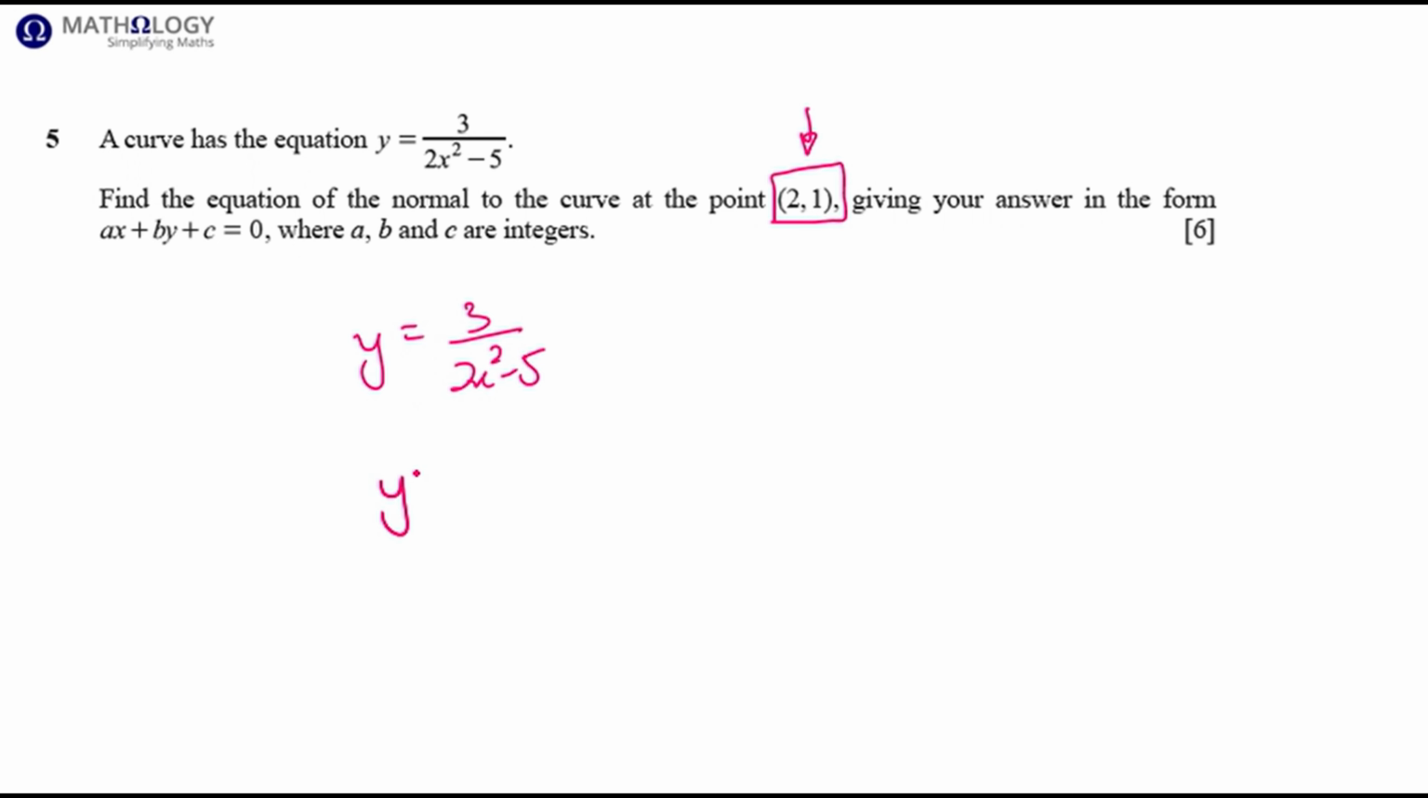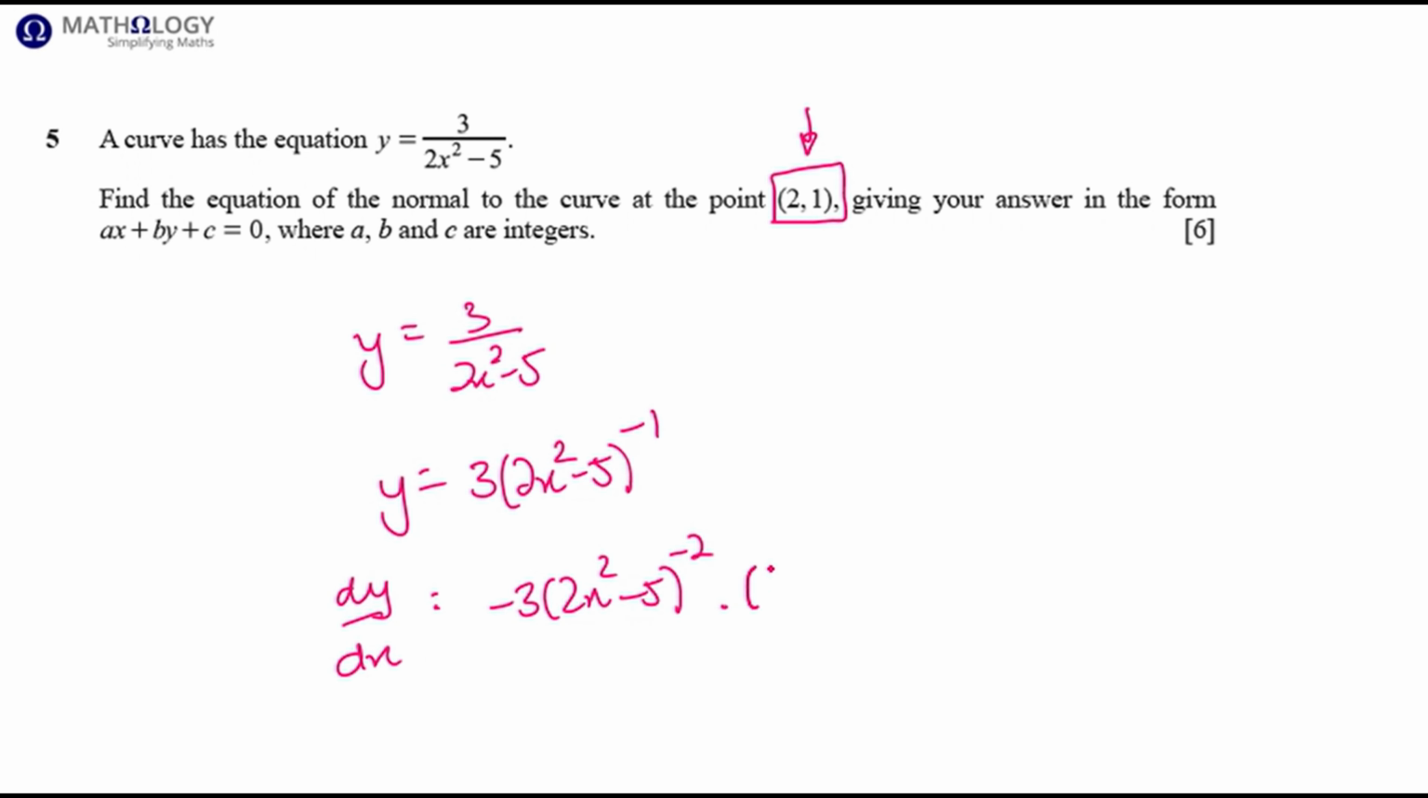But before we do that, we must put it into differentiable ready form. So y equals 3 times 2x squared minus 5 to the minus 1. We can now find dy/dx, which will be minus 3 times 2x squared minus 5 to the minus 2 times 4x. Using the chain rule, we've got to find the derivative of 2x squared minus 5. Just cleaning that up, we have minus 12x divided by 2x squared minus 5 all squared. This now represents the gradient of a tangent to the curve.